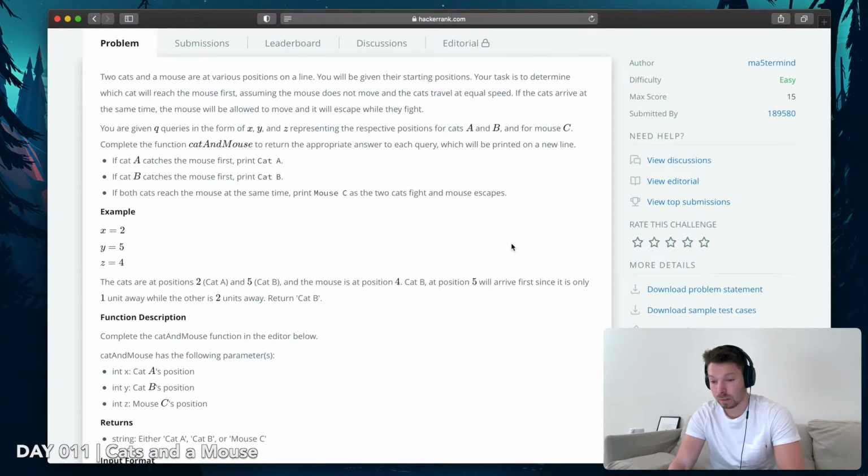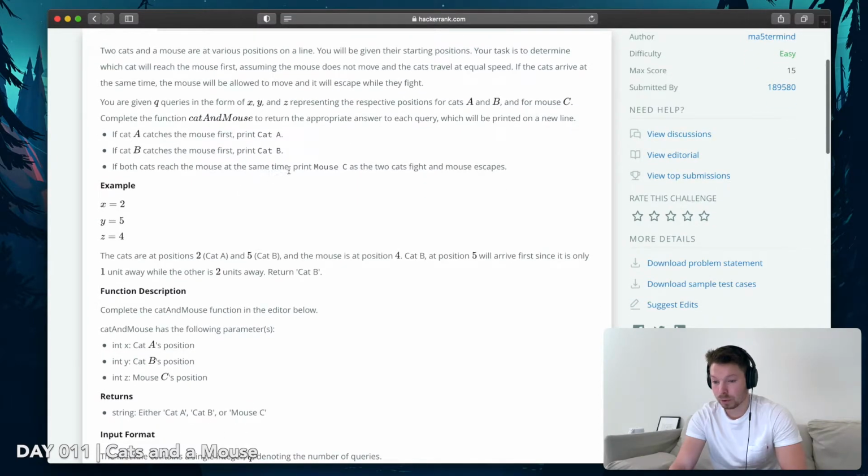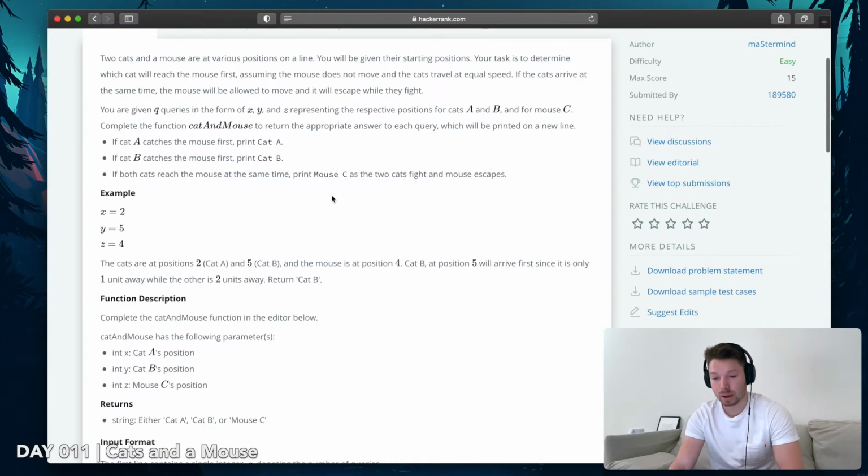Complete the function cat and mouse to return the appropriate answer to each query, which will be printed on a new line. If cat A catches the mouse first, print cat A. If cat B catches the mouse first, print cat B. If both cats reach the mouse at the same time, print mouse C, as the two cats fight and the mouse escapes.